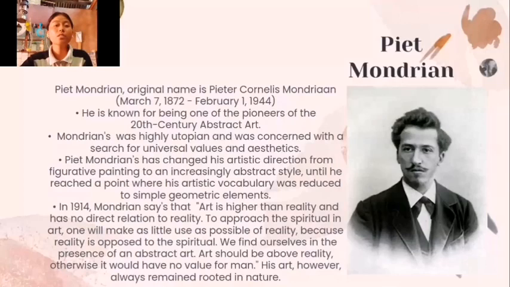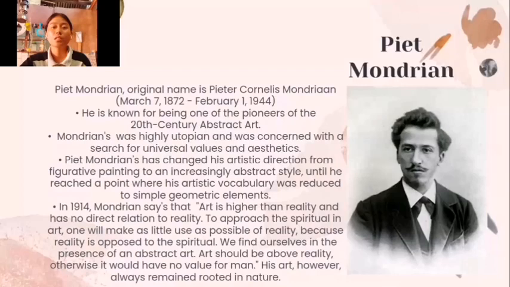In 1914, Mondrian says that art is higher than reality and has no direct relation to reality. To approach the spiritual in art, one will make as little use as possible of reality, because reality is opposed to the spiritual. We find ourselves in the presence of an abstract art. Art should be above reality, otherwise it would have no value for men. His art, however, always remained rooted in nature.